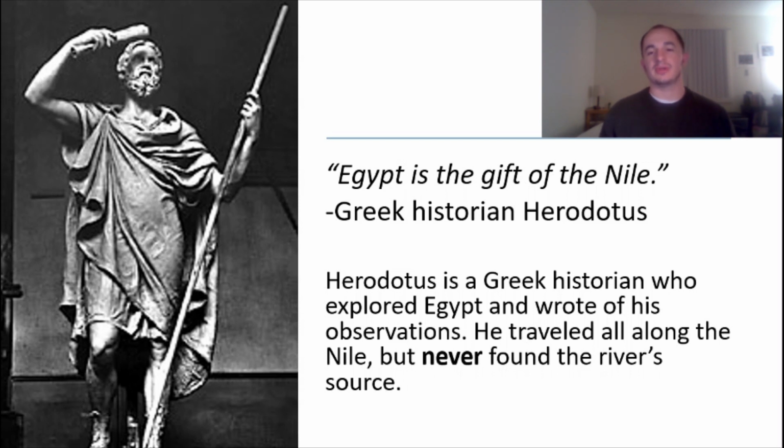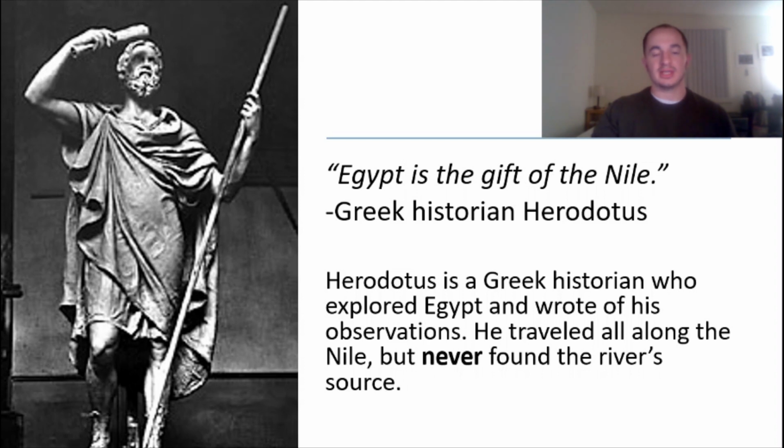So Herodotus was a Greek historian who explored Egypt and wrote all of his observations, like any other number of historians that we're going to cover later, like a Marco Polo or Christopher Columbus or any of these explorers. He traveled all over the Nile, but he never found the river source. So we're actually going to talk about the river source here in a second.